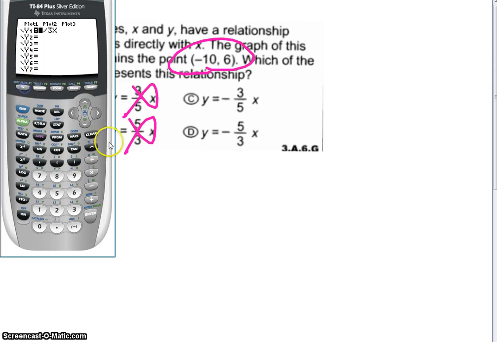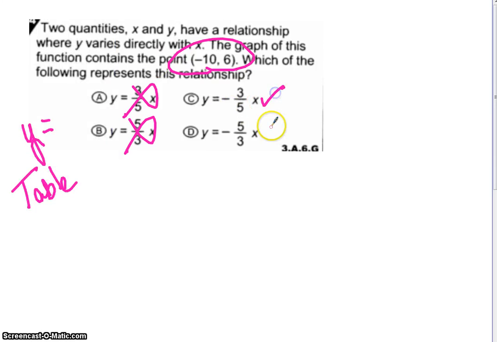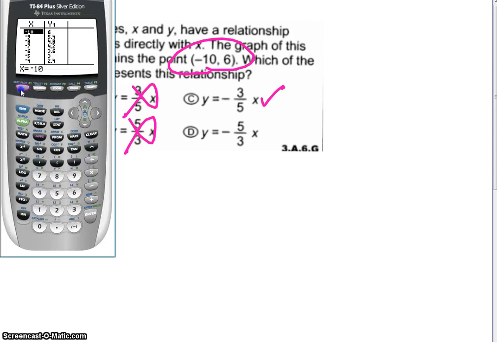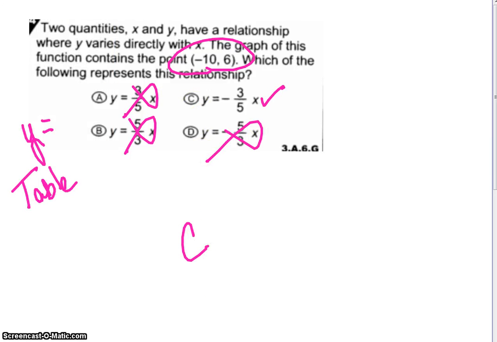So we'll try C. And that is negative 3 divided by 5x. And go to your table. And negative 10, positive 6. It looks good. That does not mean mark that answer and go on. It means mark it as I think that's it, but let's try the last one. So you go back to y equal, and you clear it out, and it's going to be negative 5 divided by 3x. Go to your table. X is 10. I have 16.67. So your answer is C.